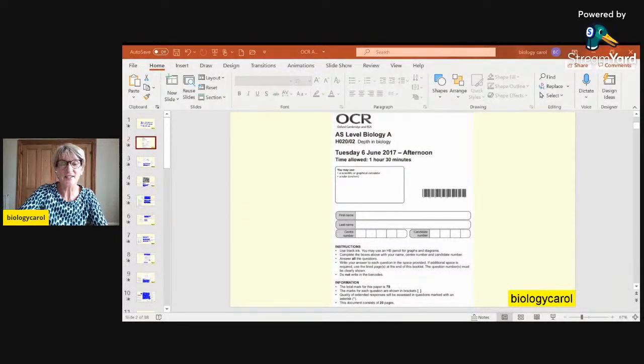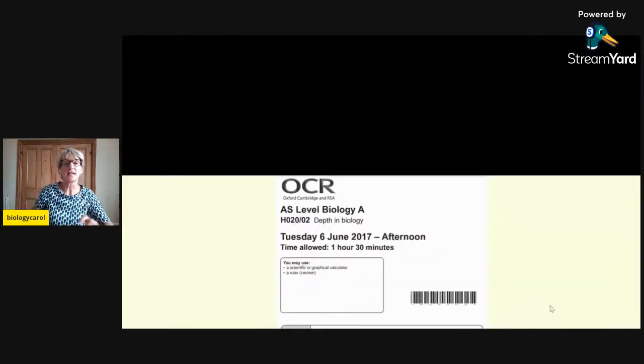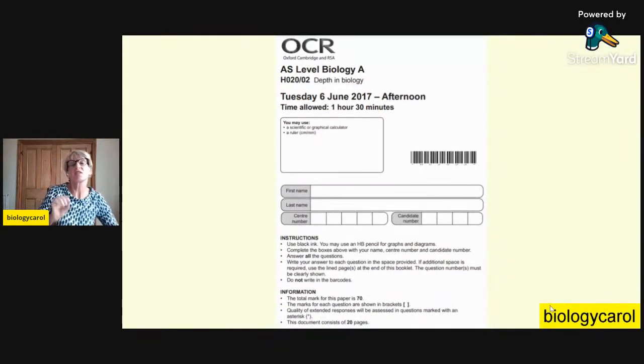Hey, hi guys. So we are going through the OCR AS paper 2017, and it's paper 2 of this exam series. So just so that you know, I write the answers that I would have written. I then show you the mark scheme and the examiner's comments, and then I show you exactly where I did and didn't get the marks.